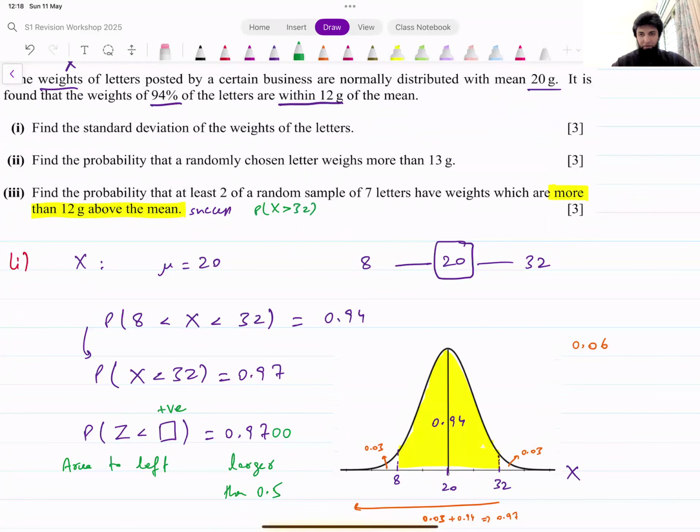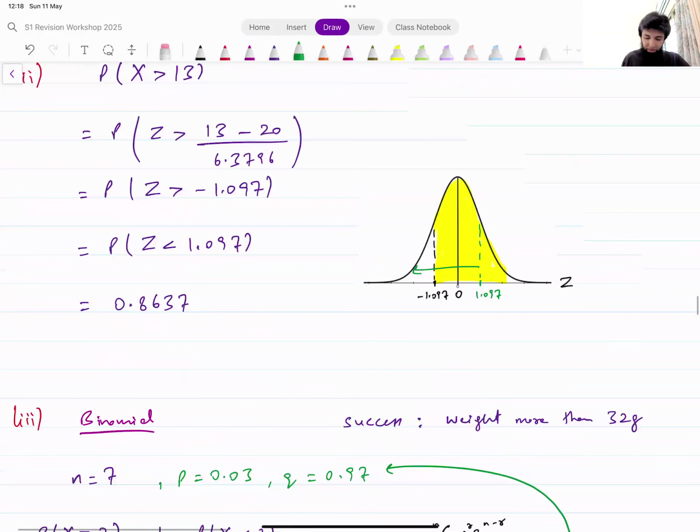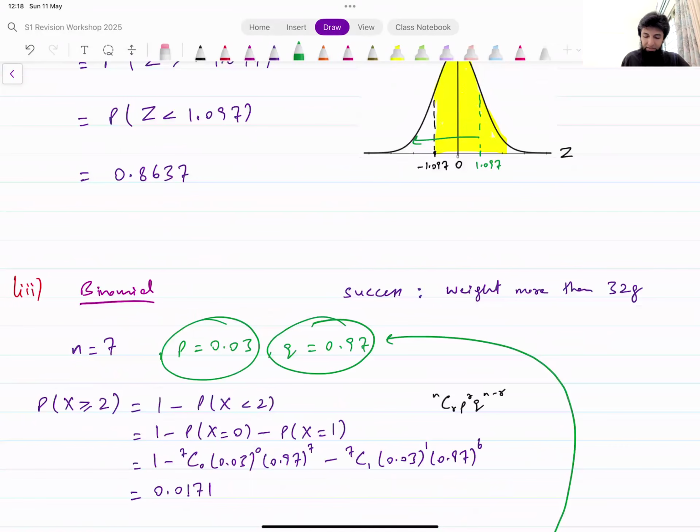Now, using the symmetry of the curve in the first part already, we know area to the right of 32, how much is that? That's 0.03. If we did not know that, we would have to do that calculation using normal distribution, first of all, to find that probability. But we've done that work already using symmetry. We know that that area on the right side of 32, that is 0.03. So that's your criteria for success. Probability of success is 0.03, therefore failure, 0.97.